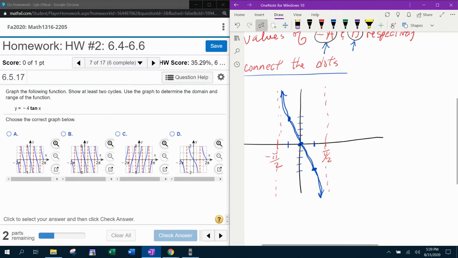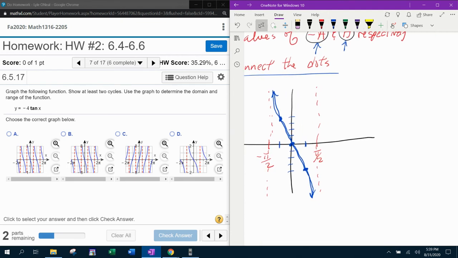Now, if I need another period, I can always go 1, 2, 3, 4, put another vertical asymptote, and then lay out my points again. Okay, so right in the middle, we have an x-intercept. At the first quarter, we're going to be up at 4. At the third quarter, we're going to be at negative 4, and then I can just come through and connect the dots again.